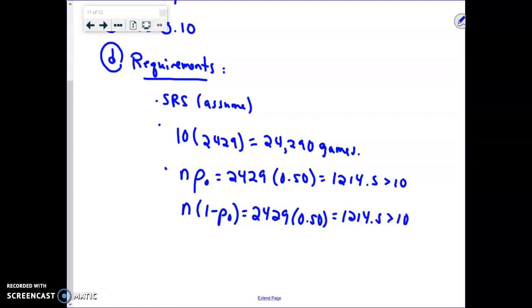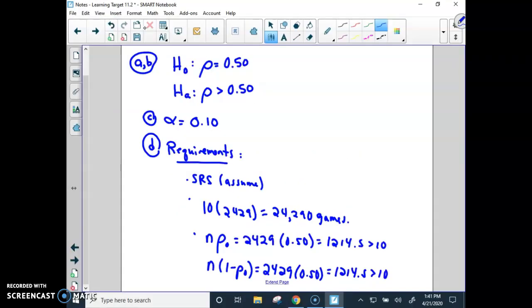So we can go ahead and perform this hypothesis test on a standard normal distribution. Okay. So I'm going to pull up another slide, or just add another one.